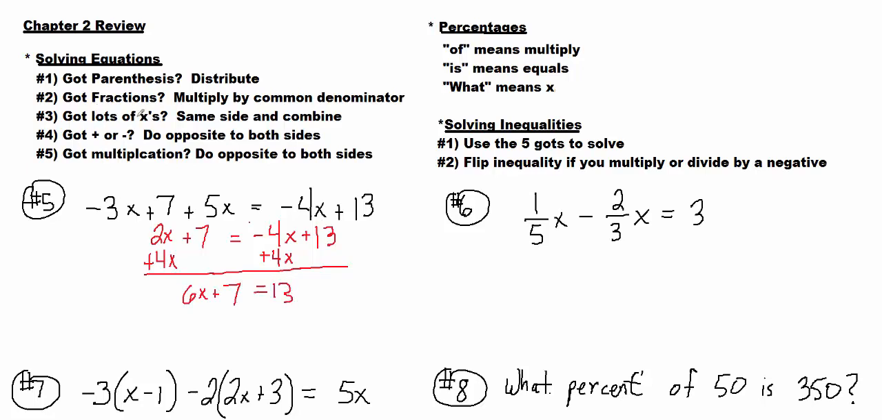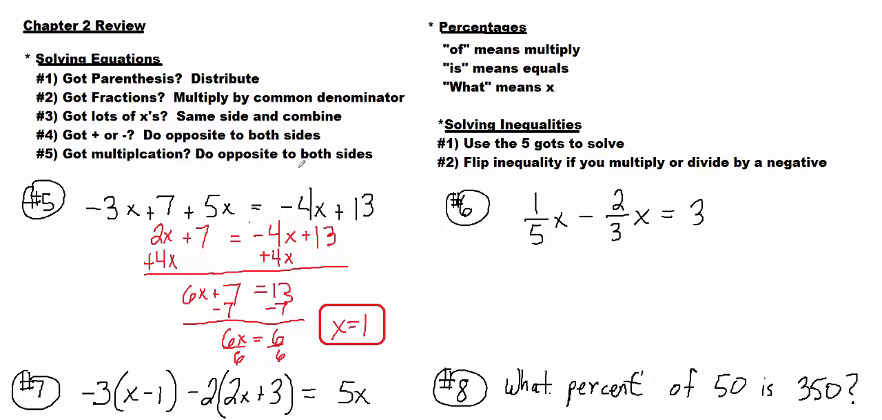Okay, good. So we got that taken care of. My next step is got addition or subtraction. We do have addition. We got a plus 7 here. So I minus 7 to both sides. Minus 7, minus 7. I get 6x equals 6. In my last step, I got multiplication. To undo multiplication, we divide by 6 to both sides. And I get x equals 1. That is our final answer. And the cool thing about algebra is you can always plug that in and check it if you want. And you'll see that it works. Let's go to number 6.